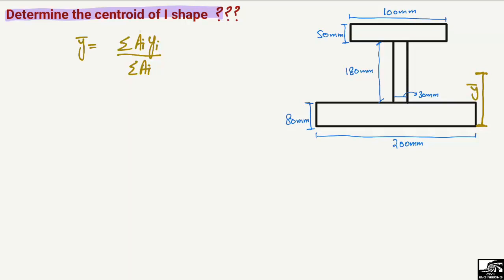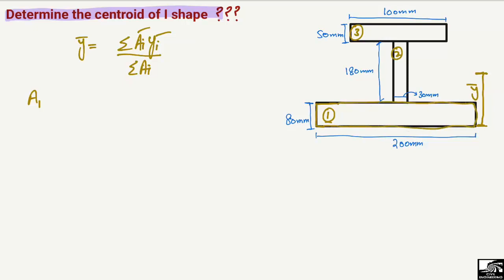Now for this we need the areas of each object and the centroid of each object. Let's consider this the first object, let's suppose this web is the second object, and this top flange is the third object. So we have three objects, or three different shapes. In each of these shapes we have to find their areas and their centroids from the base of the plate. To start with the areas, let's find the area of A1, the first object, which is this one.